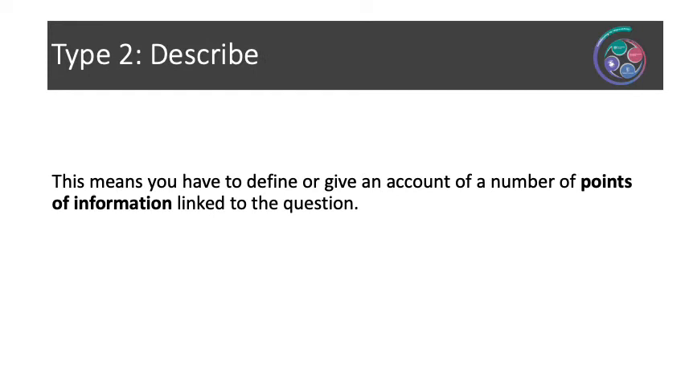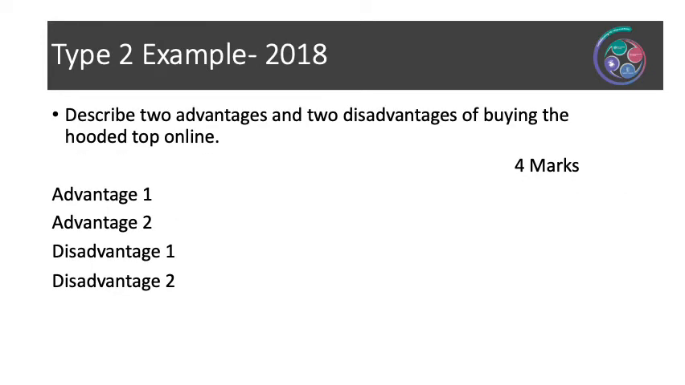The second type of question that we're going to look at is a describe question. This means that you have to define or give an account of a number of points of information linked to the question. So the first example we're going to look at for this one is from the 2018 paper again, and it is asking you to describe 2 advantages and 2 disadvantages of buying a hooded top online.